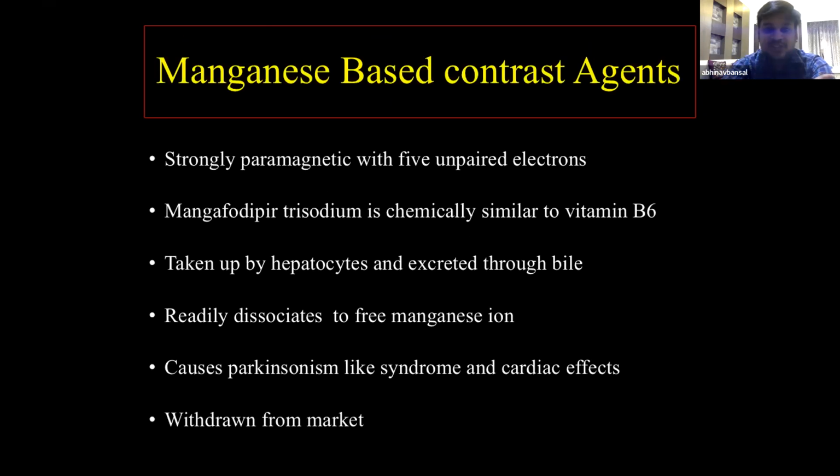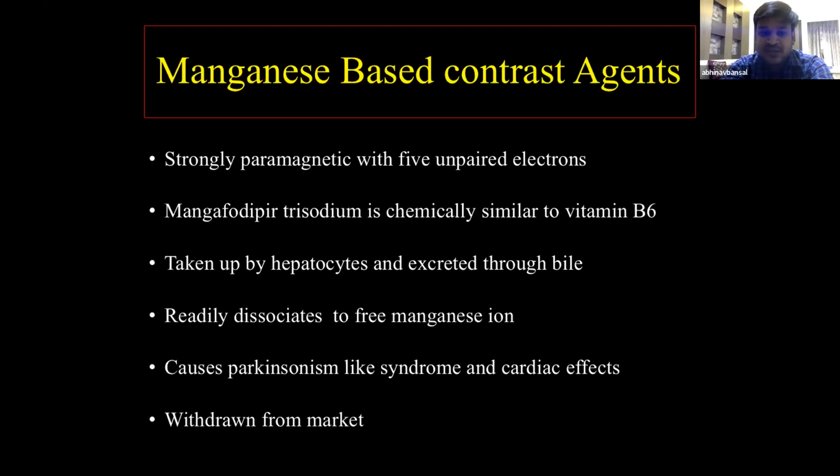A small word about the manganese-based contrast agents. Manganese, like gadolinium, is strongly paramagnetic because of the presence of 5 unpaired electrons. Mangafodipir was the manganese-based contrast agent which was introduced, and it was similar in structure to vitamin B6. Therefore, it was taken up by the hepatocytes and excreted through bile. So it was in use for characterization of liver lesions, just like gadobenate and gadoxetate. Apart from that, it was also taken up in the pancreas, for which it was used for characterization of the pancreatic lesions.